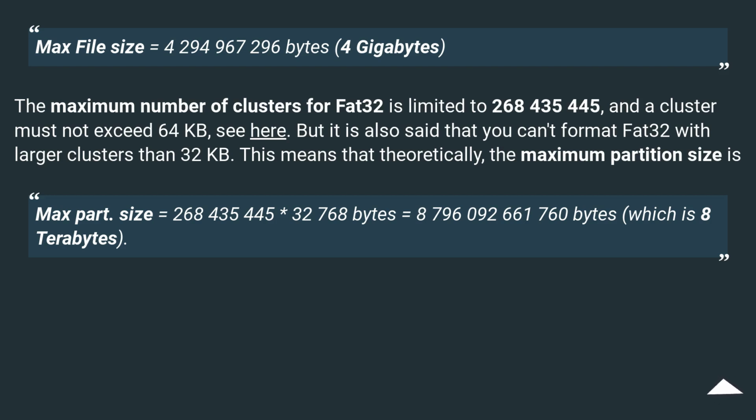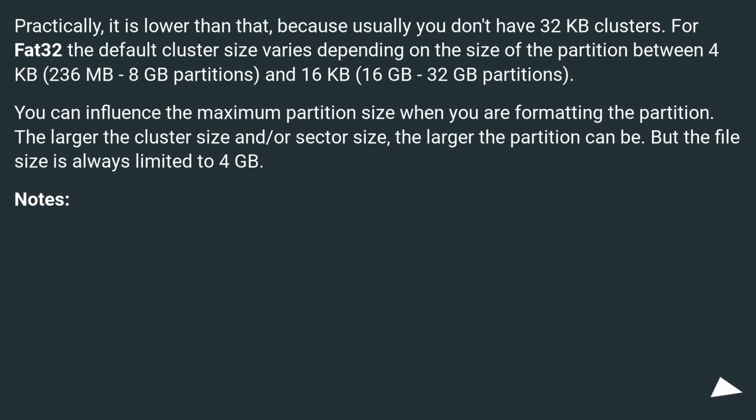This means that theoretically, the maximum partition size is max part size equals 268,435,445 times 32,768 bytes equals 8,796,092,661,760 bytes, which is 8 terabytes. Practically, it is lower than that, because usually you don't have 32 kilobyte clusters. For FAT32 the default cluster size varies depending on the size of the partition, between 4 kilobytes for 256 MB to 8 GB partitions, and 16 kilobytes for 16 GB to 32 GB partitions.